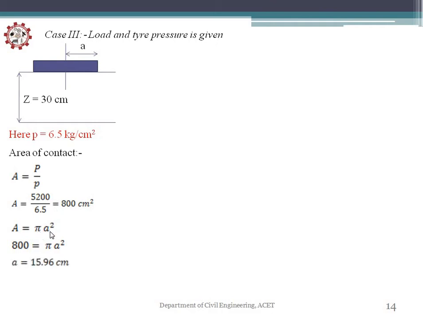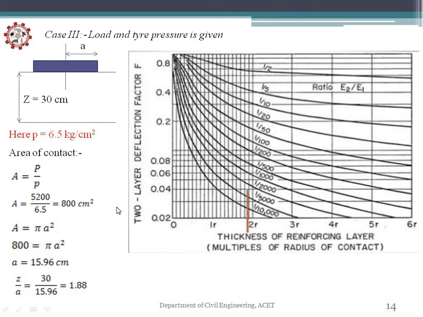And from here you are getting A equals 15.96 centimeter. Z upon A, 30 by 15.96 is 1.88. So again we will take this graph, and from the graph this is 1.88. Then from here you will just raise this line to the curve 1 by 5, as we have got from earlier values of F delta, and project it onto the factor F. So you will get the value for Z here, and from the graph the deflection delta we have got as 0.43.